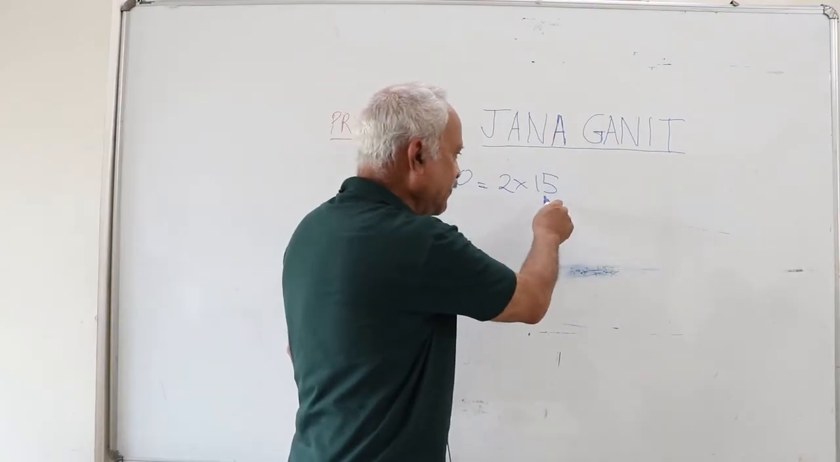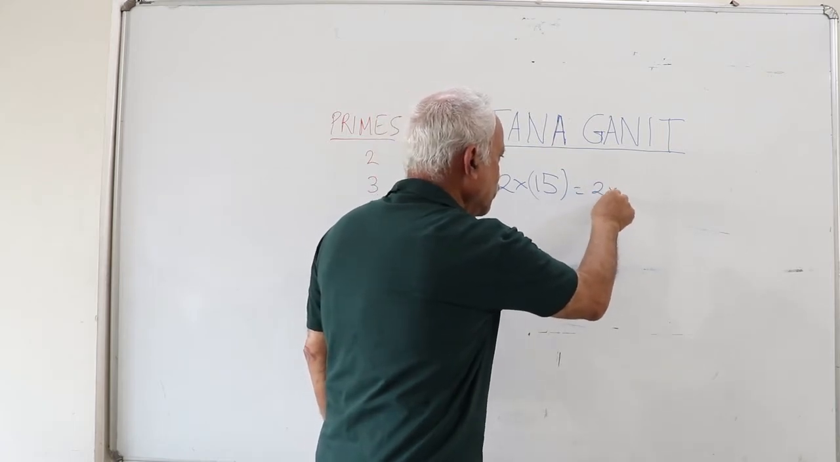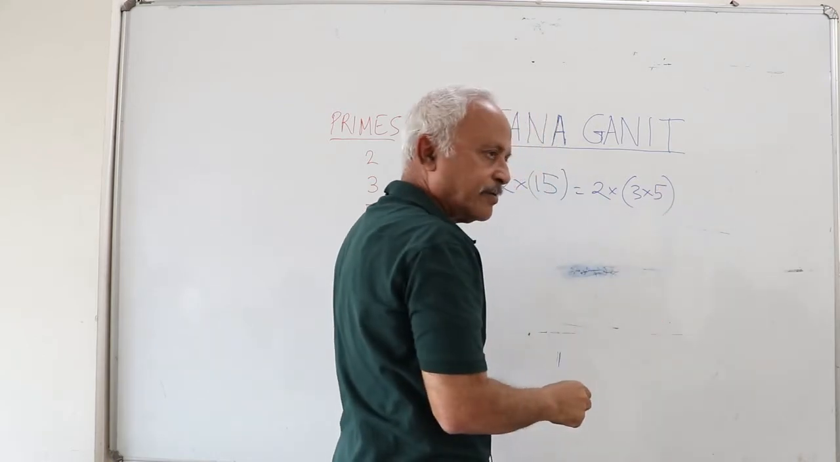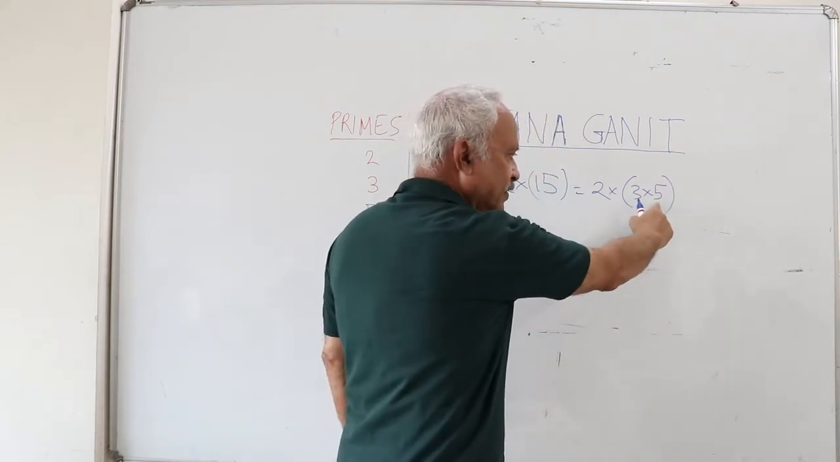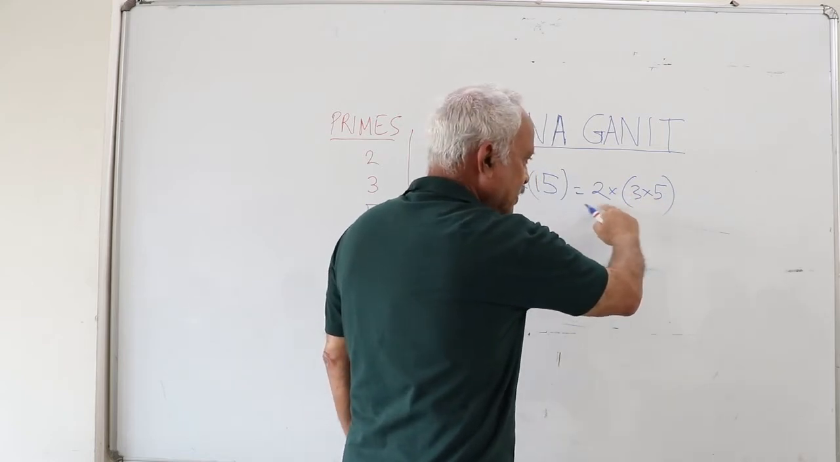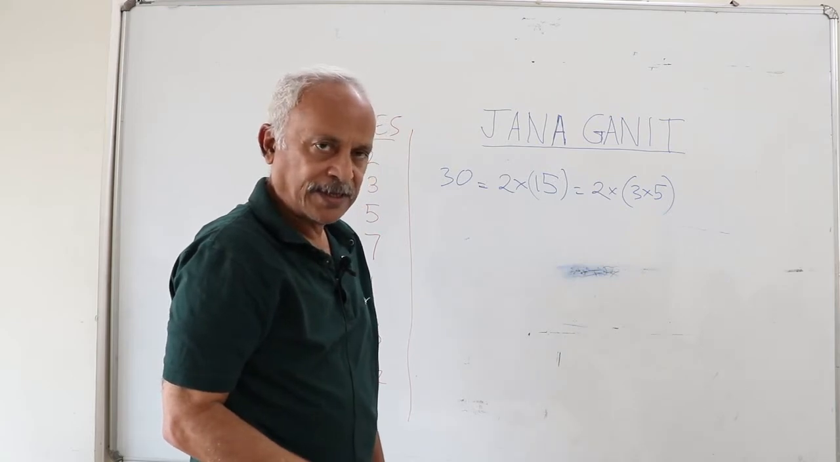So I can write 15 as 3 into 5, and 5 again is a prime number. So now everything is a prime number. So this is a prime factorization of 30. Let's do another example.